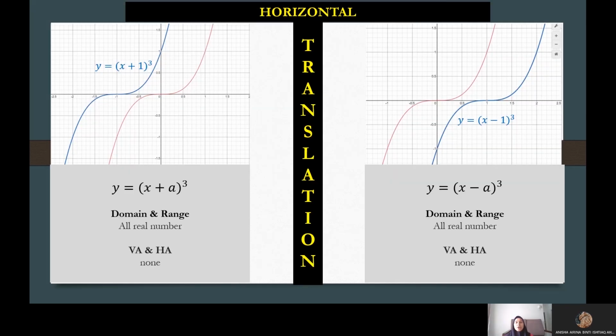We continue with the horizontal translation, which means we need to translate the graph to the left or to the right. For this one, we can see the a value is inside the bracket with the power of 3, and here we have the positive sign and here we have the negative sign. This sign determines the side that we want to translate the graph. When the sign is positive, we translate the graph to the left, and when the sign is negative, we translate the graph to the right, corresponding to the value of a.